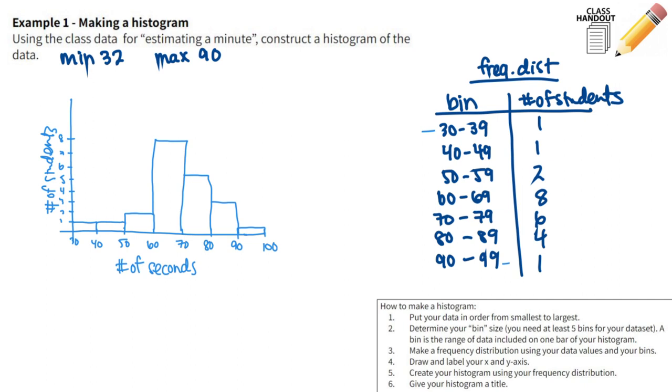Okay, so keep in mind, these were individual data points. Like for instance, I think the minimum value was actually 32. So in a histogram, we can't see what the individual numbers are. We can just see where they are in terms of a range, but we can see the overall shape of the distribution. Lastly, we did label our X and Y axis, but we need to give it a title. And remember, this data was estimating a minute, so I'm going to call this estimating a minute.